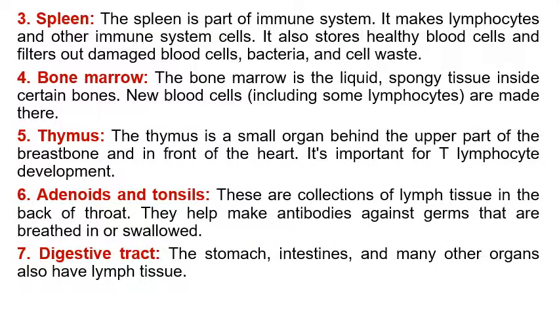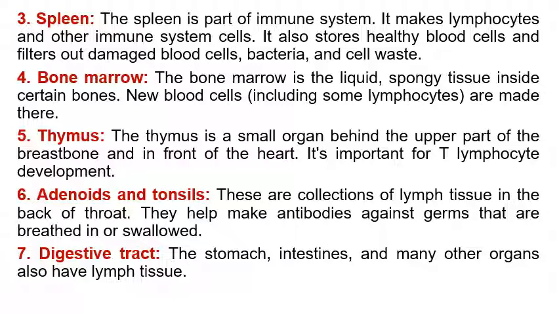And the third organ is the spleen. It is a part of the immune system, and we know that it makes lymphocytes and other immune system cells. It also stores healthy blood cells and filters out damaged blood cells, bacteria, and cell waste debris. And again, bone marrow. This is the liquid spongy tissue inside the bones, and the new blood cells are formed here, including some lymphocytes. And when we talk about the thymus, it's a small organ behind the upper part of the breastbone and in front of the heart. It is important for T lymphocyte development.